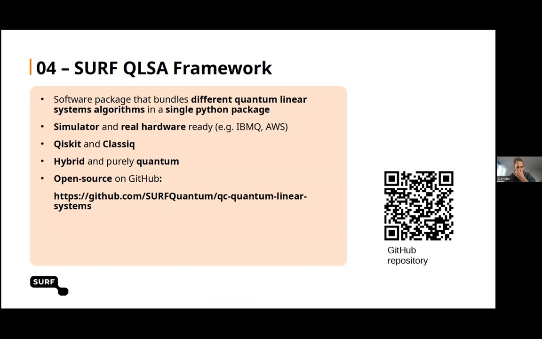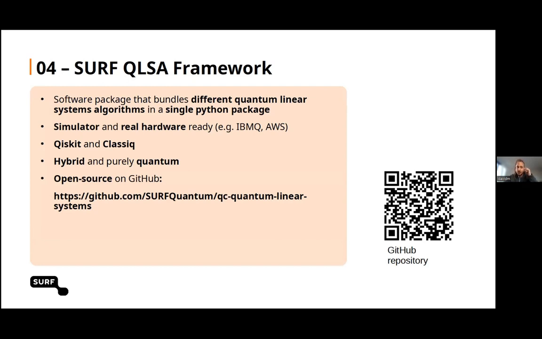So at SURF, we also try to work a lot with our members and also students, and different researchers. So we made a little software package on GitHub where we try to bundle different implementations of quantum linear systems algorithms in a single Python package. So if you want to play around, you have your problem and you have everything set up, then you should just be able to get our package and try different algorithms and see what happens.